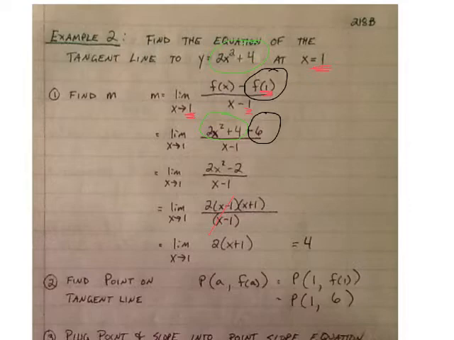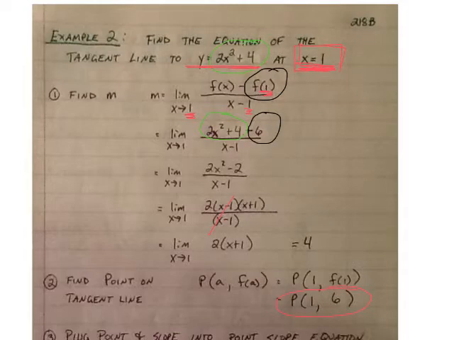So now we know the slope of the tangent line, we just need to find a point on the tangent line. Well, we already know that it passes through x equals 1, and if it touches the graph of the curve, we can evaluate f of 1 by plugging 1 in there, and we get a point on the line as being at 1, 6.